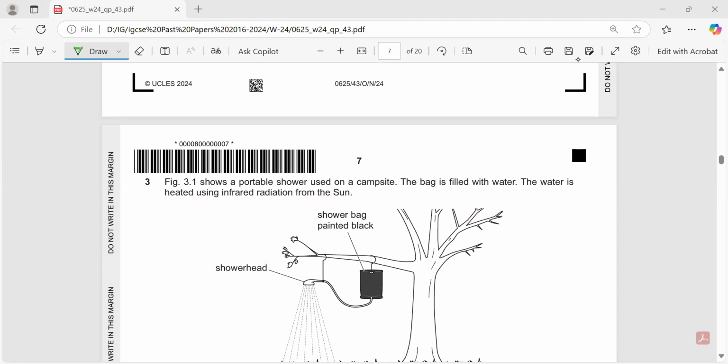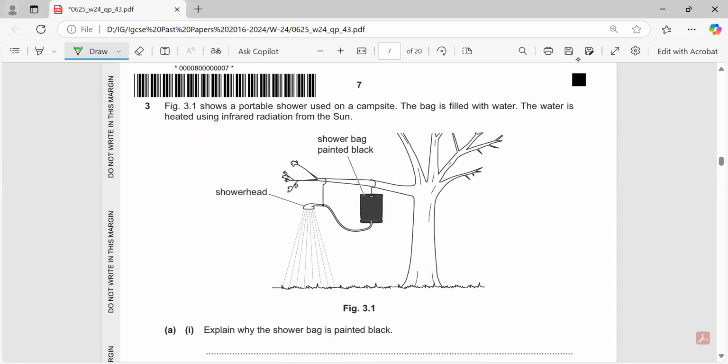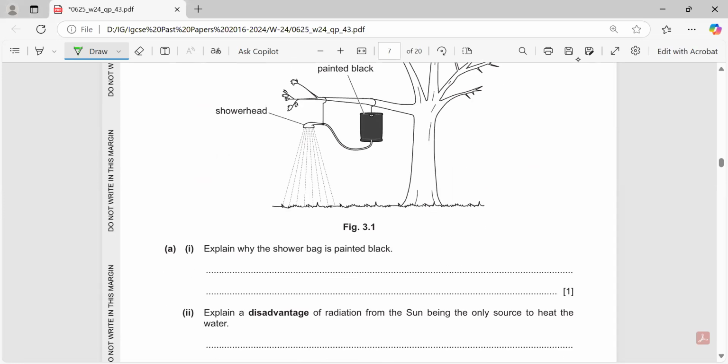Figure 3.1 shows a portable shower used on a campsite. The bag is filled with water. The water is heated using infrared radiations from the sun. Explain why the shower is painted black.